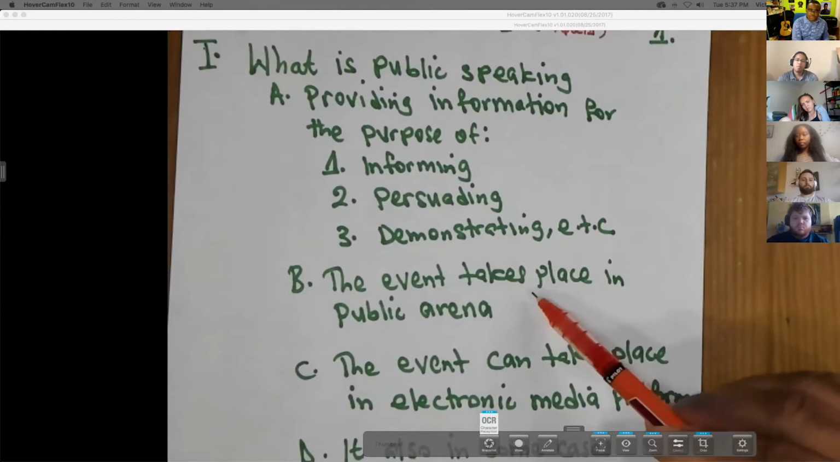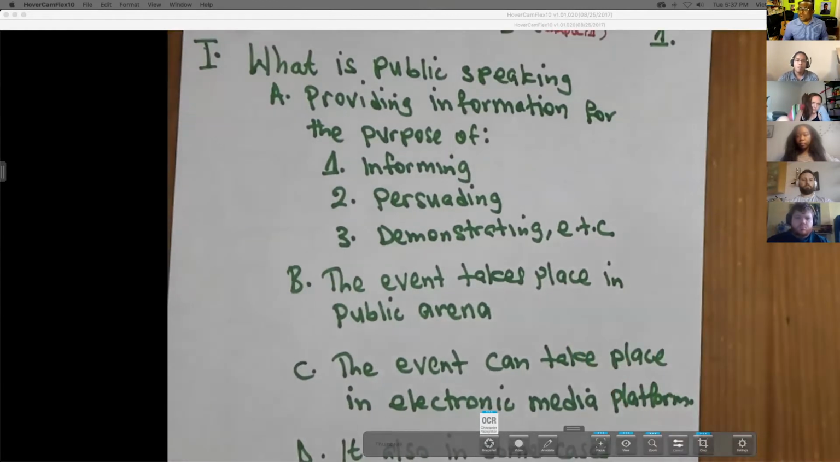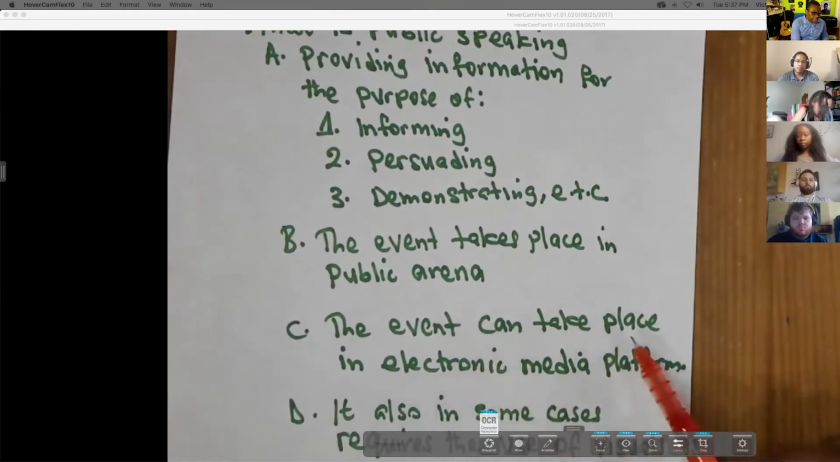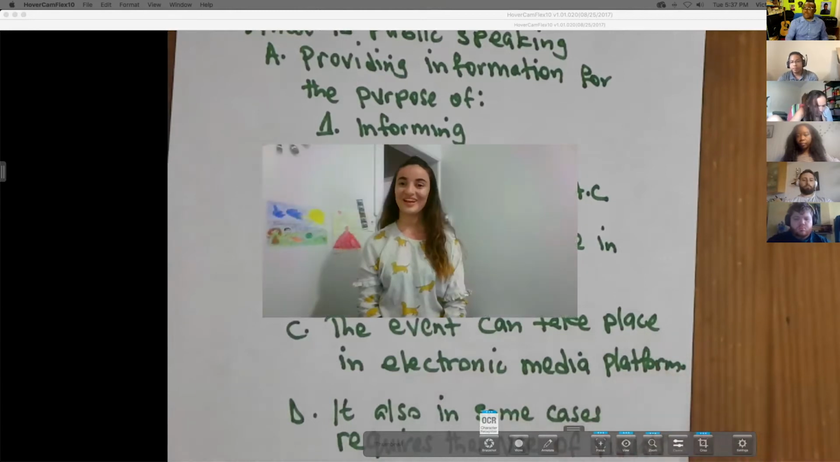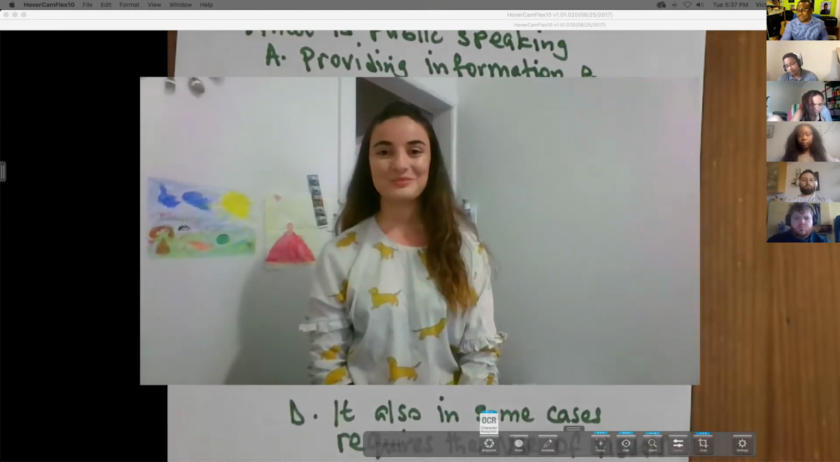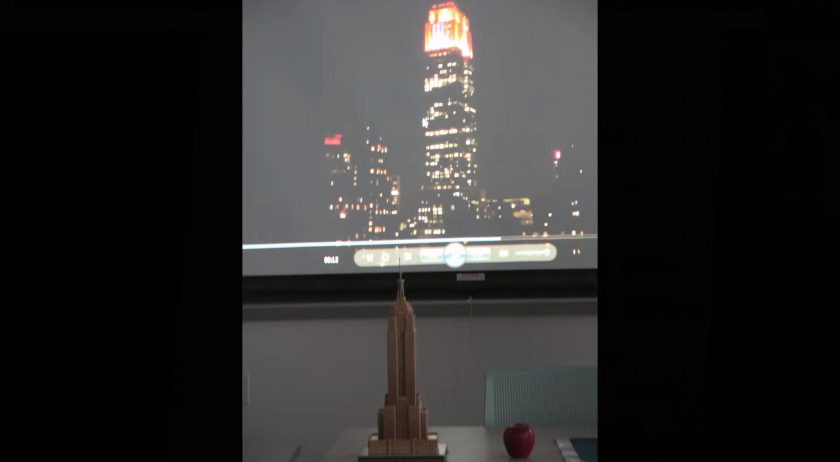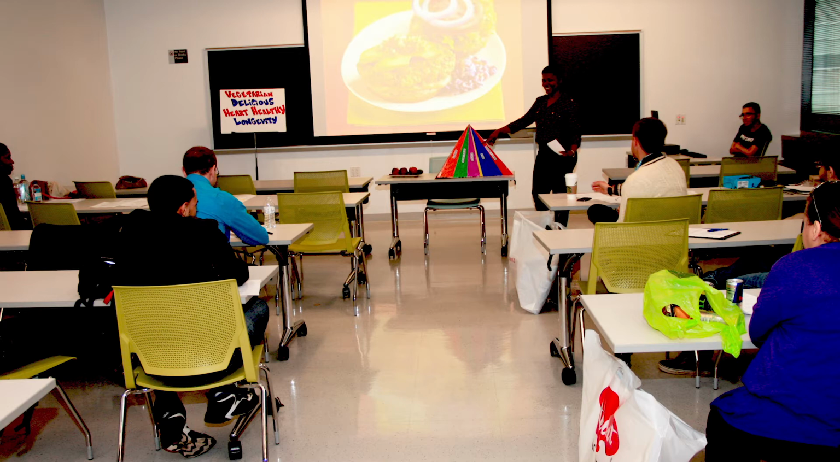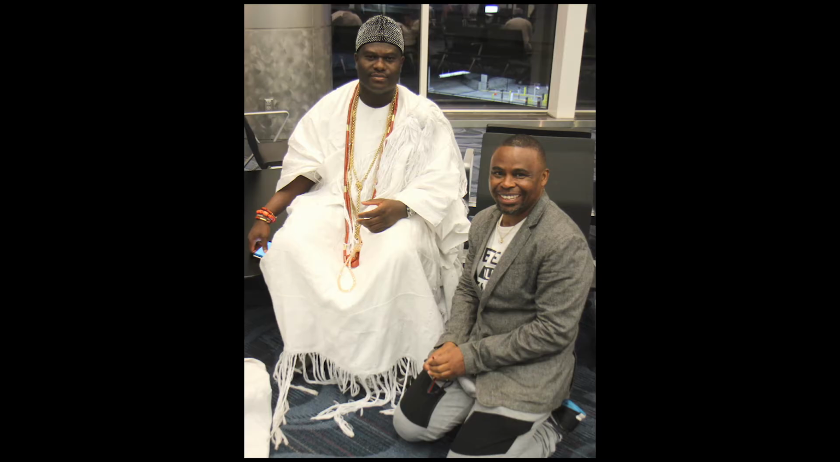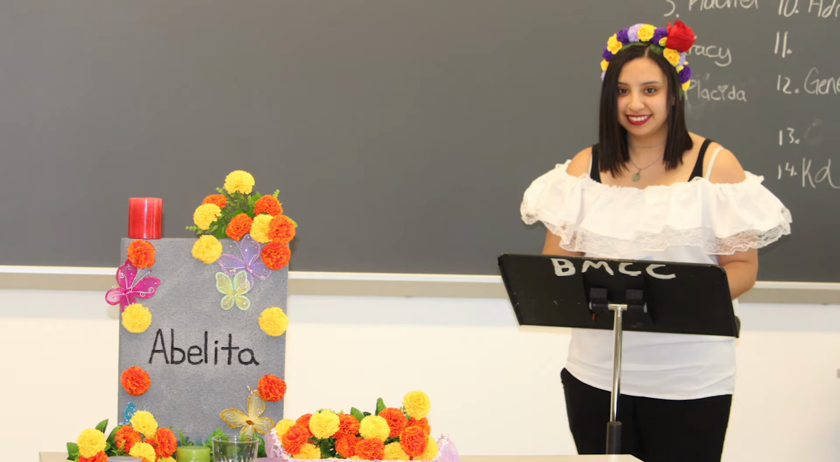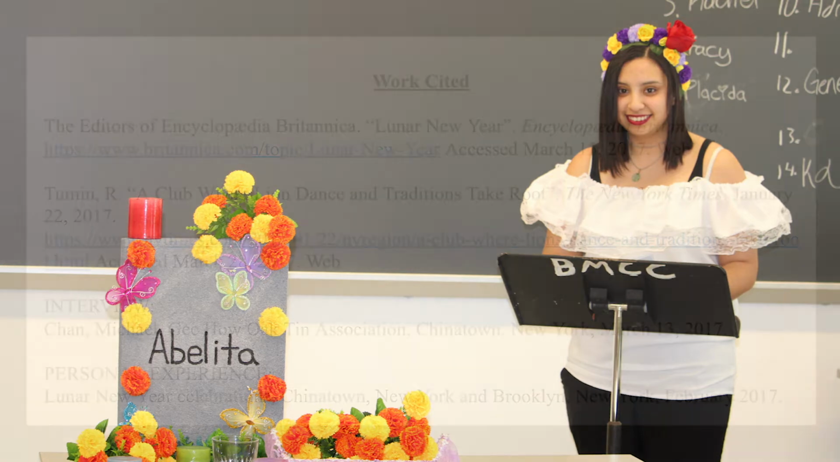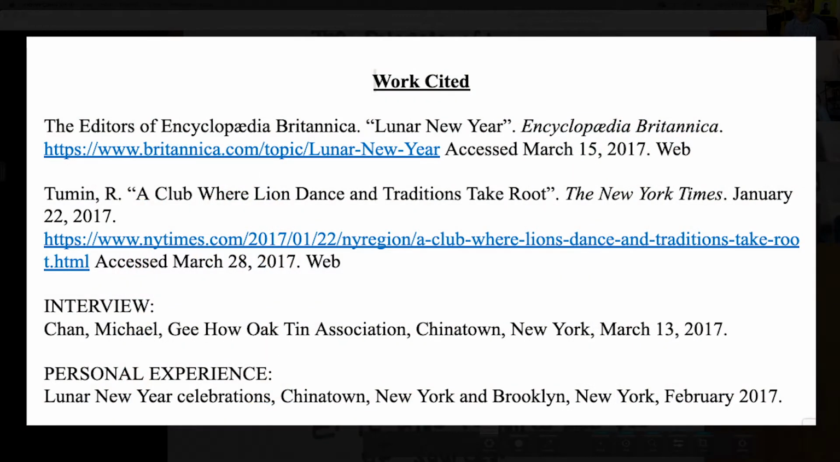Item B says the event takes place in a public arena. Item C says the event can take place on an electronic media platform. A lot of the presentations we are doing in this class, during the course of this semester, we're going to be using an electronic platform. It also in some cases requires the use of visuals. In most cases, all the presentations that you're going to do for me, you are going to have visuals to support your presentation, and we're going to talk about the benefits of visuals later on in the course. You're also going to require sources to support your presentation.